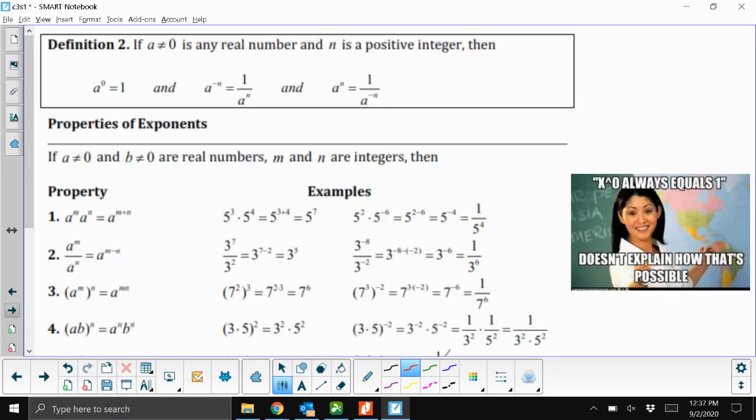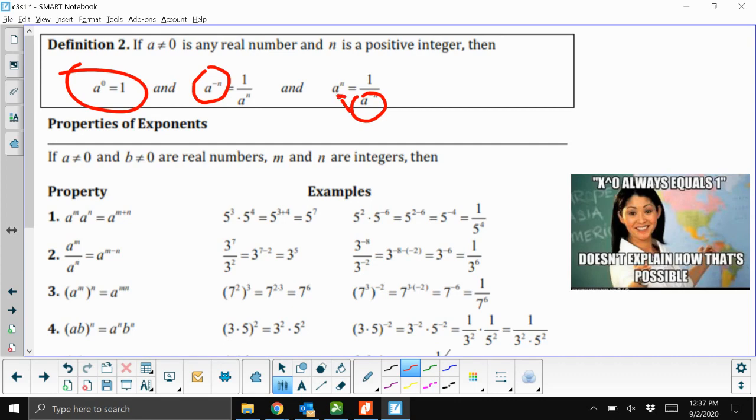All right, so the first thing we need to know is that anything to the 0 power is 1. That's saying that there aren't any a's, so it is 1. Now, if you have a negative exponent and it's in the numerator, you need to move it to the denominator to make it positive. And if you have a negative exponent in the denominator, you need to move it to the numerator to make it positive.